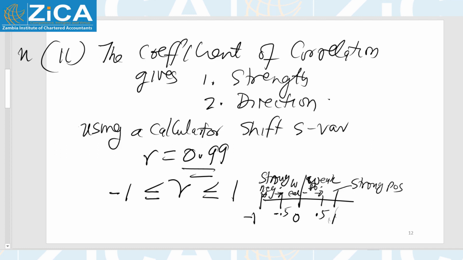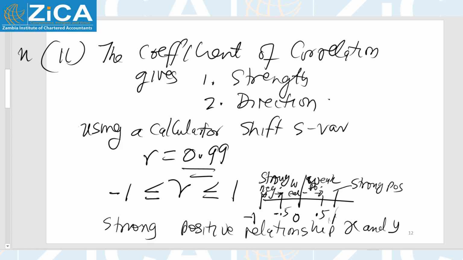So our value here is a positive 0.99. That means there is a strong positive relationship between X and Y. In our case, we are talking about cost and production. There is a strong relationship between cost and production. Then the next question which we are asked is to compute the coefficient of determination.